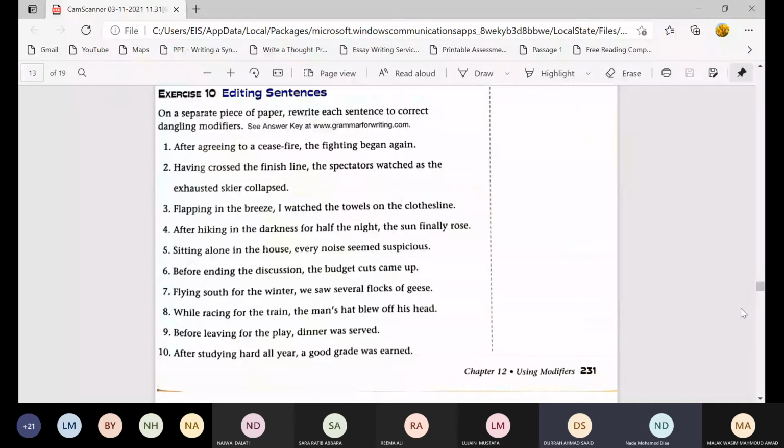Sitting alone in the house, every noise seems suspicious. Maybe I'll add sitting alone in the house, we found every noise suspicious. Excellent, dear. Excellent.